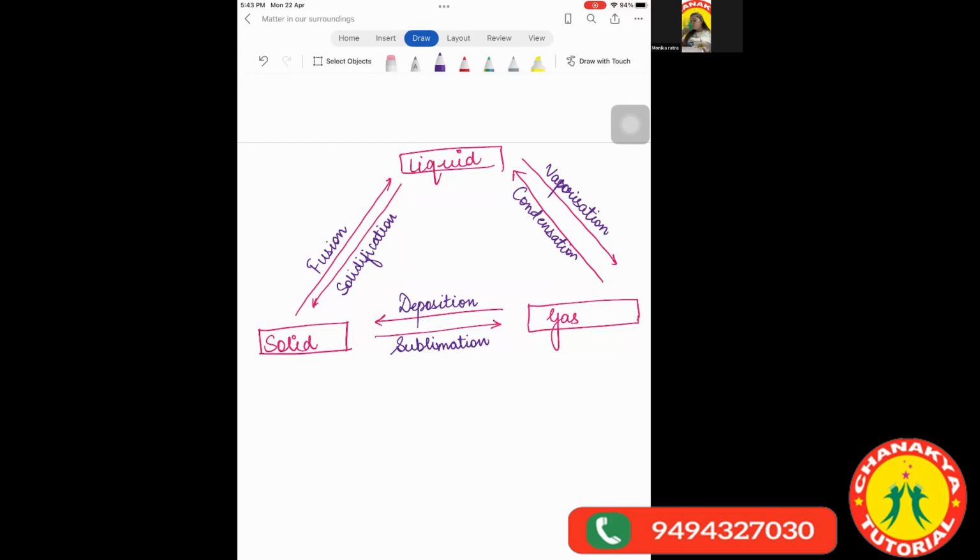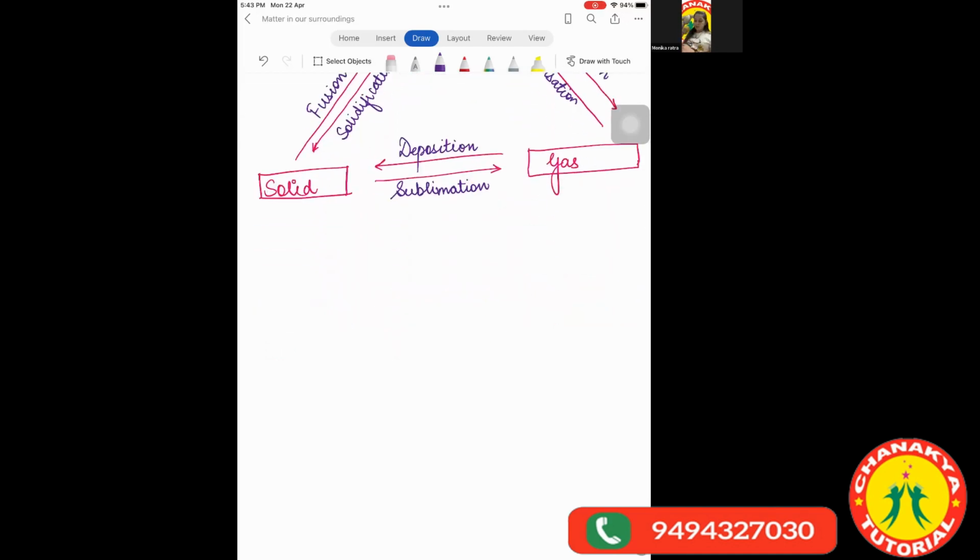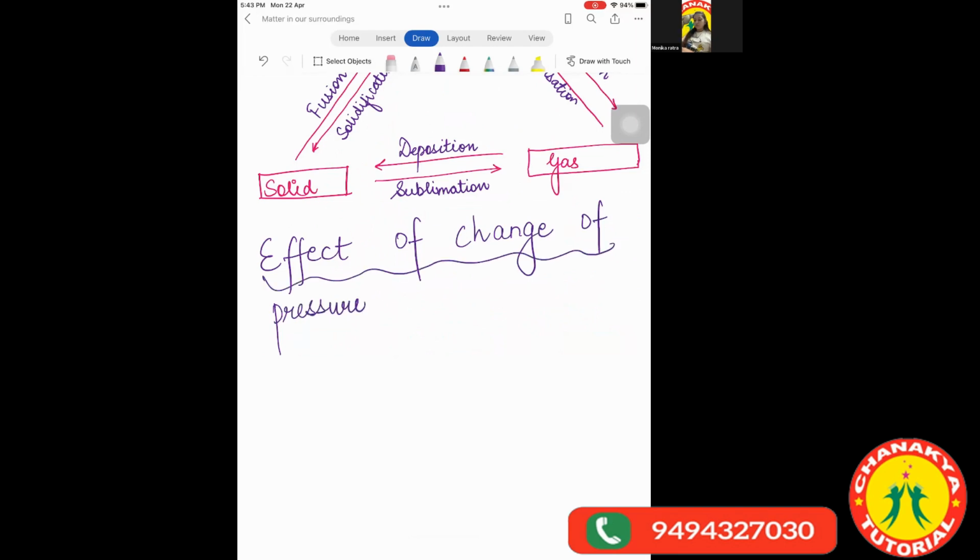Then we have the last topic related to the conversion, and then a very interesting topic, which probably we will start in the next class. So, effect of change of pressure. Till now, what we had studied was the effect of change of temperature, in which either we were heating or we were cooling. Now, what we are going to study is the effect of change of pressure. So, children, you think and tell me, if I keep on applying pressure to a gas, what is going to happen?